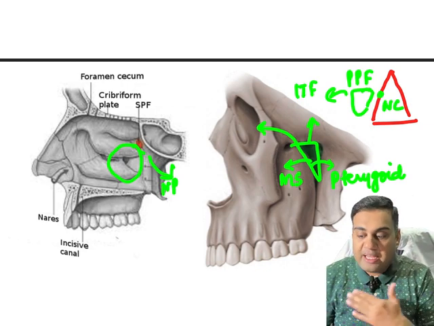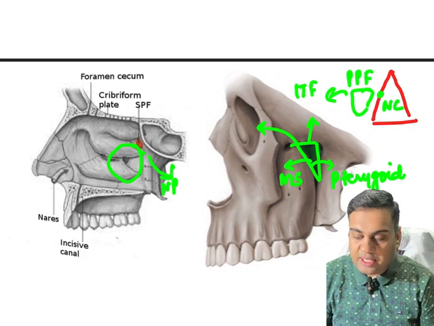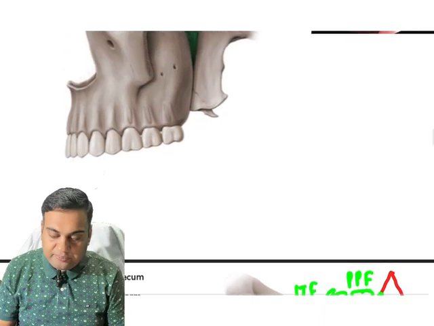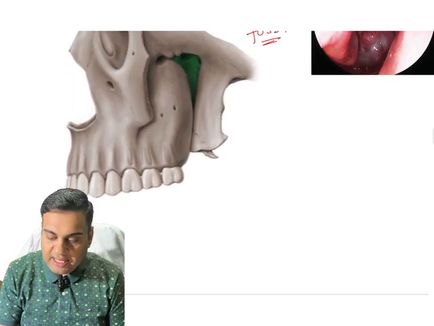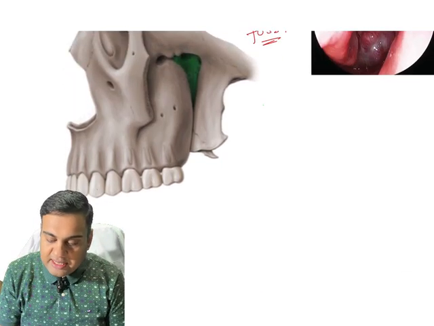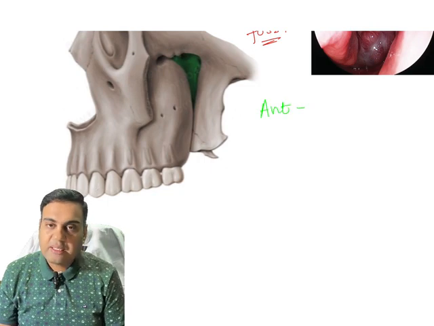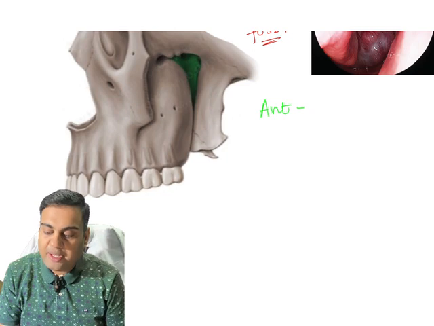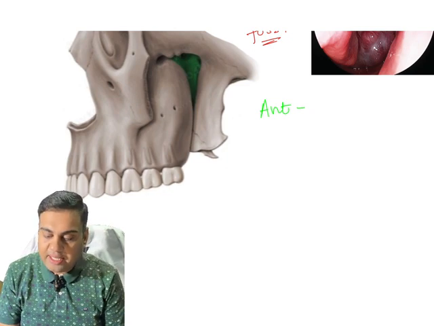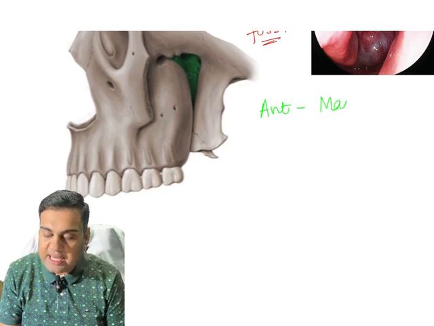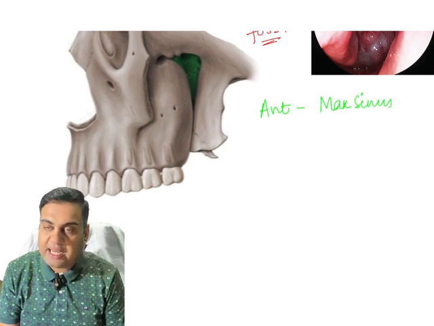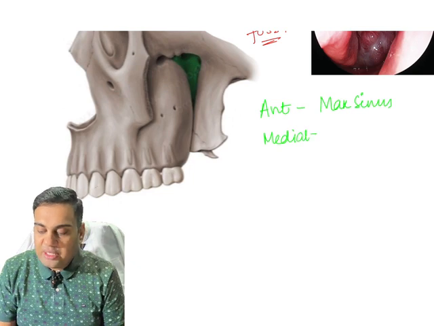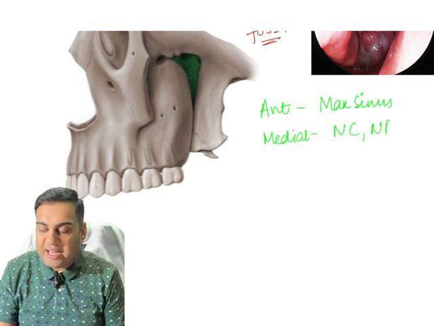Let us try to revise again. Can we write it down? Yes, we will write it down. What is anterior to the pterygopalatine fossa, or the sphenopalatine foramen? Anterior to it is the maxillary sinus. What is medial to it? Medial to it is the nasal cavity and the nasopharynx.